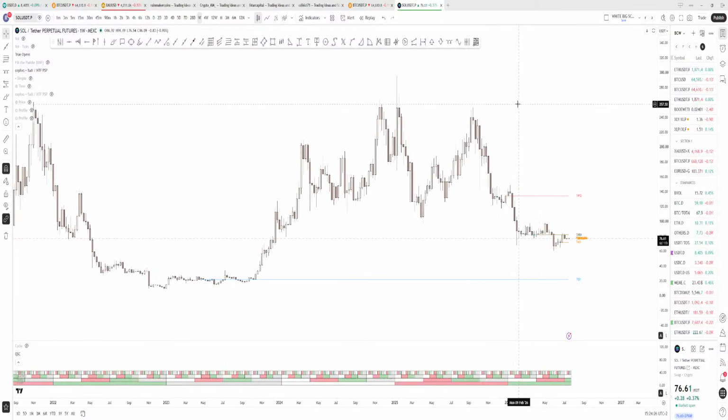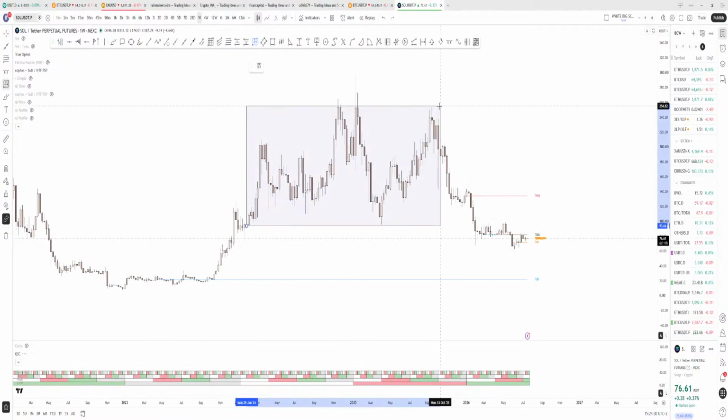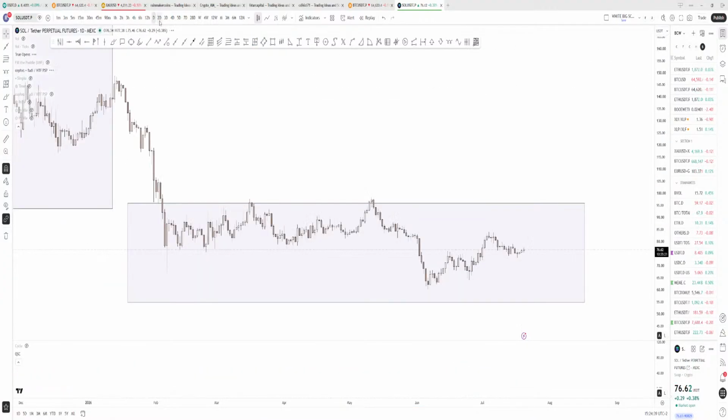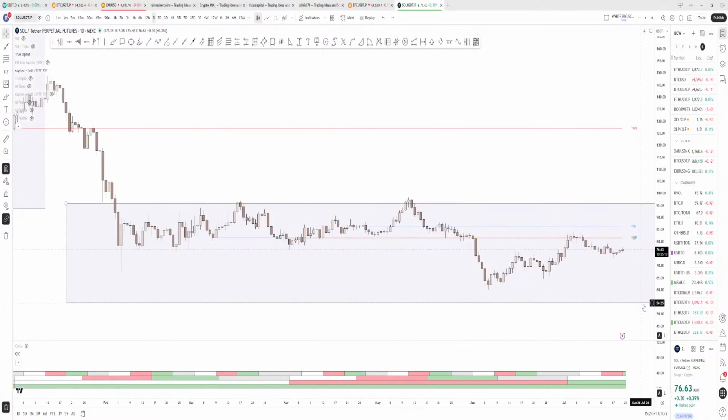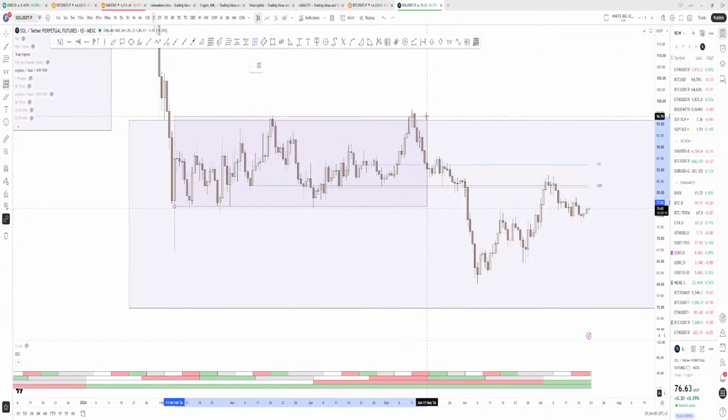So let's start charting freshly. There's possible PO3 here that I see. And there was a lower time frame one too, if I'm not wrong. Yeah. There's this one.